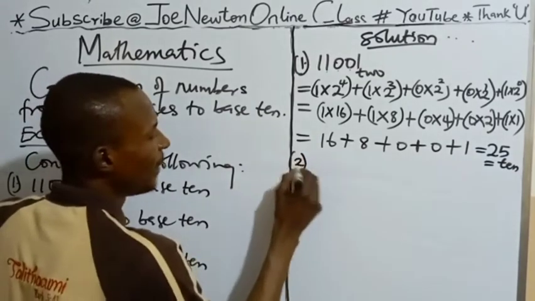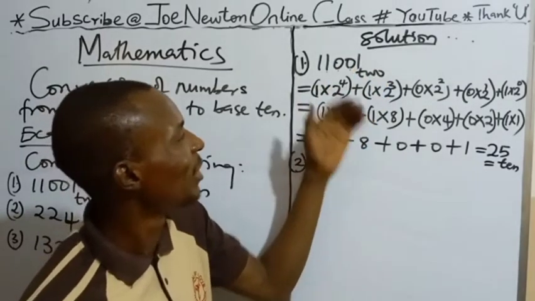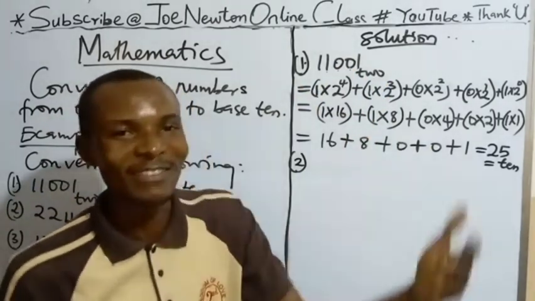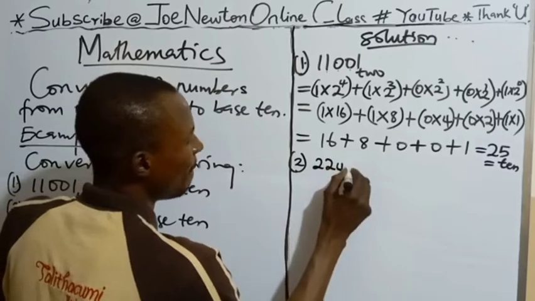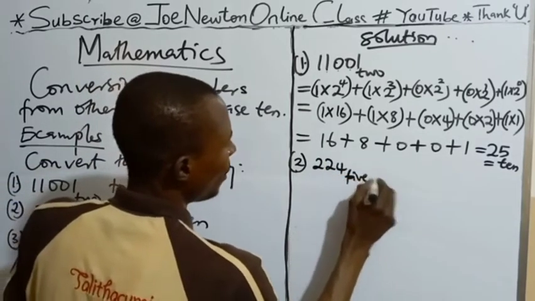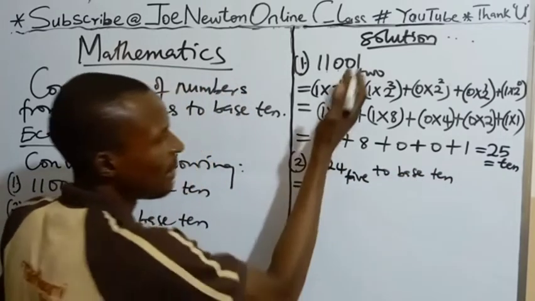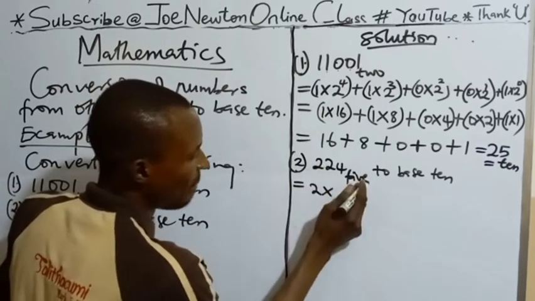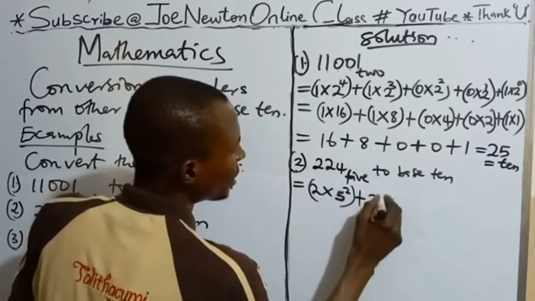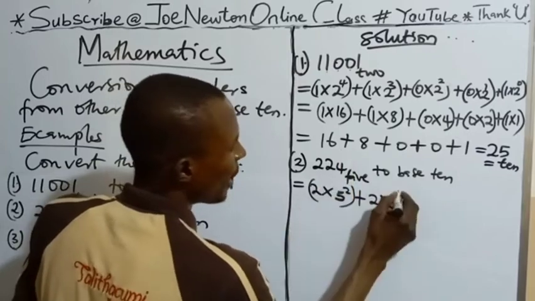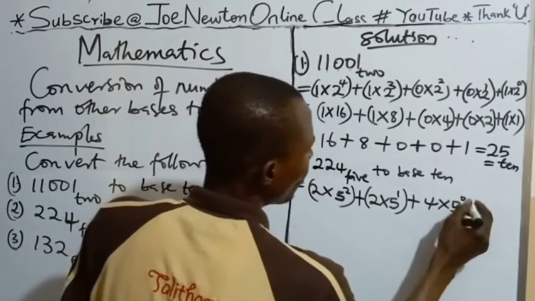Now, number 2 question quickly. If you are treating a case like this, those ones with zeros finally amount to 0, so you can simply bypass them. That is a shortcut. Now, for number 2, it says 224 base 5 to base 10. So that will give us the same method here. 2 times the base 5 to the power of 2, plus 2 times this base, which is 5, to the power of 1, plus 4 times 5 to the power of 0.